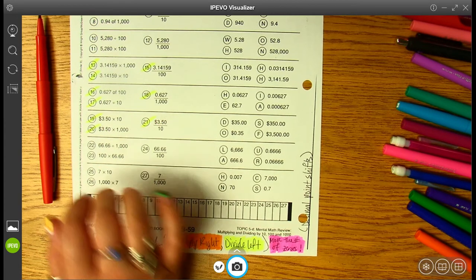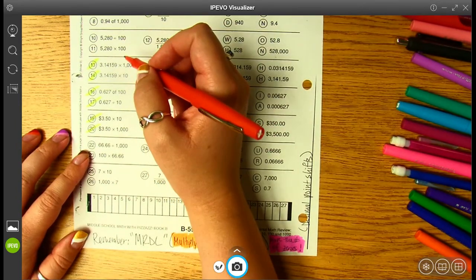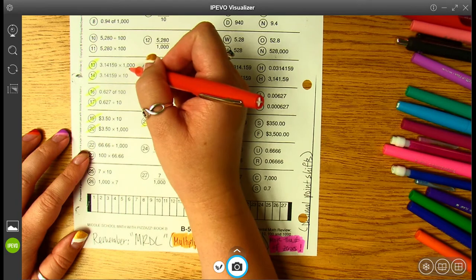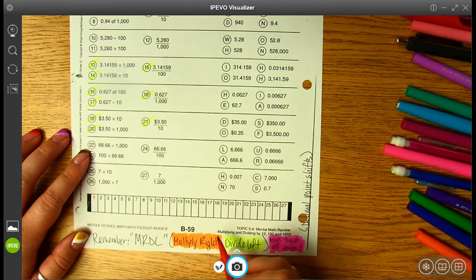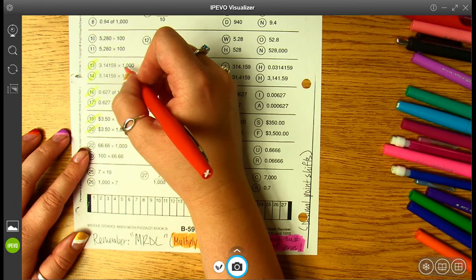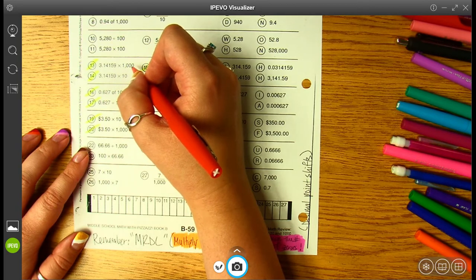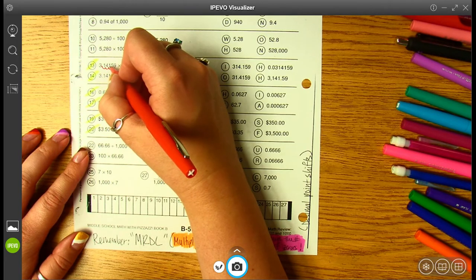So let's go ahead and get some practice. If you were ever asked in a problem to multiply by 1,000, instead of doing that big long math, I know that multiplying means I'm going to move the decimal to the right. And I want to move it 3 times because there's 3 zeros right here. So here's my decimal right now. I'm going to move it 1, 2, 3 places to the right.